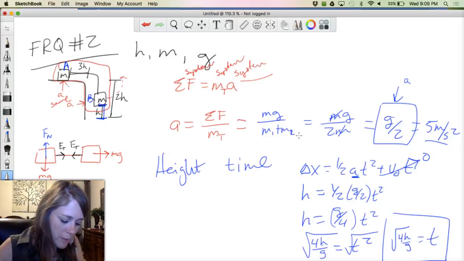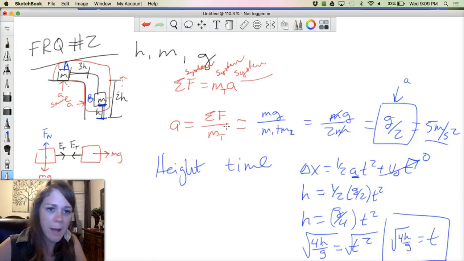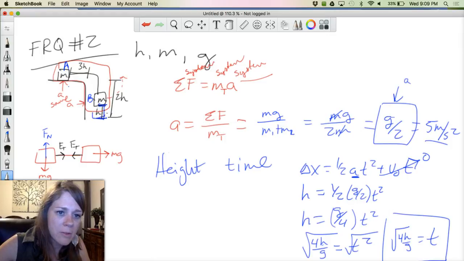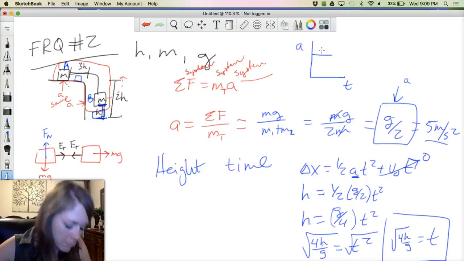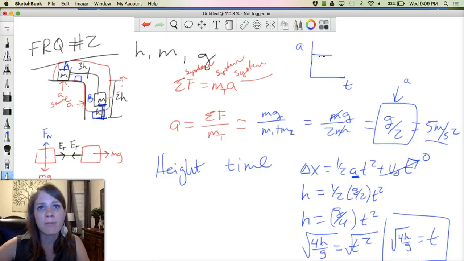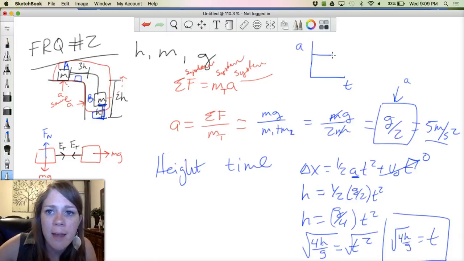Then it says describe the motion of block A from the time block B strikes the floor to the time block A leaves the table. So what happens is once block B is on the floor, block A has not flown off the table yet. So block A would be accelerating, and if I were to draw an acceleration time graph for it, it would have a positive acceleration for the time that block B is in the air. But once block B hits the ground, there's no longer a net force pulling on block A, so that acceleration would actually go to 0.